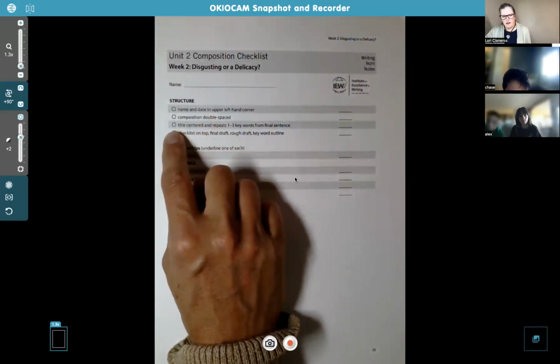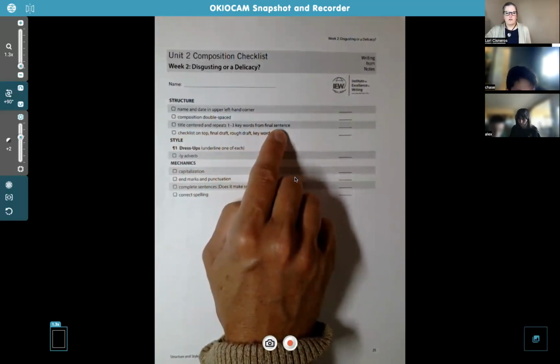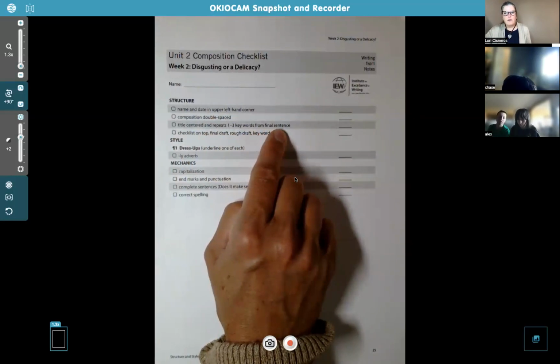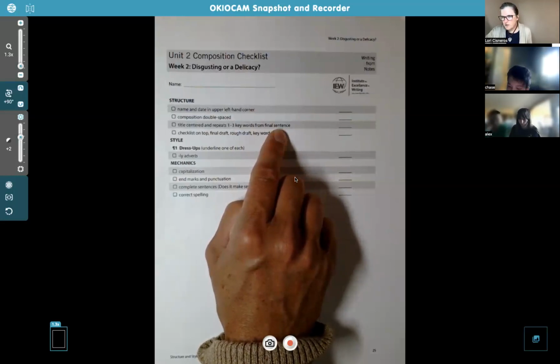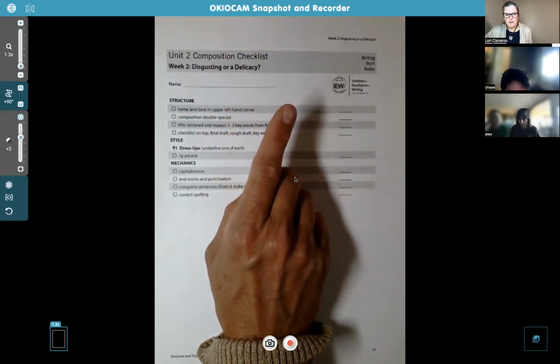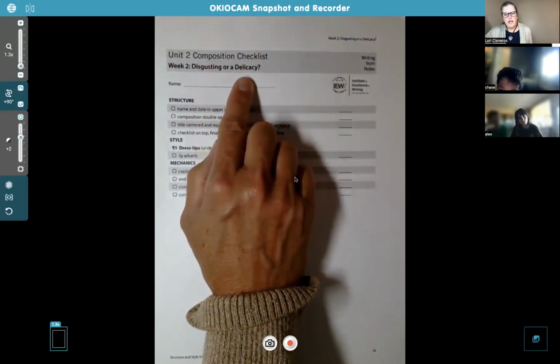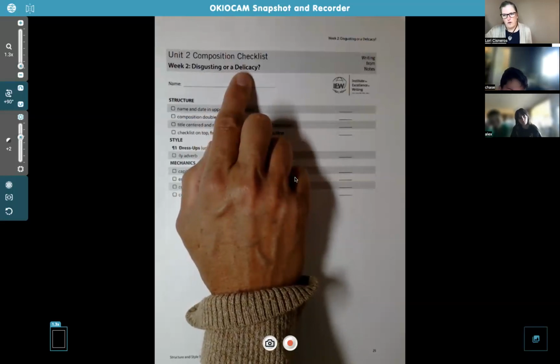And then here, the next check says title centered and repeats 1 to 3 keywords from the final sentence. And we're going to talk about that a little bit more. But just know whenever you're writing a story or an article or a report or an essay or a research paper, because we're going to get into all of those in this class, the very last sentence of whatever it is you're writing about has to have at least one word in it that you use for the title. Because even though this title for this week is disgusting or a delicacy, you're going to change that title. It can't be the same because you want to get creative.